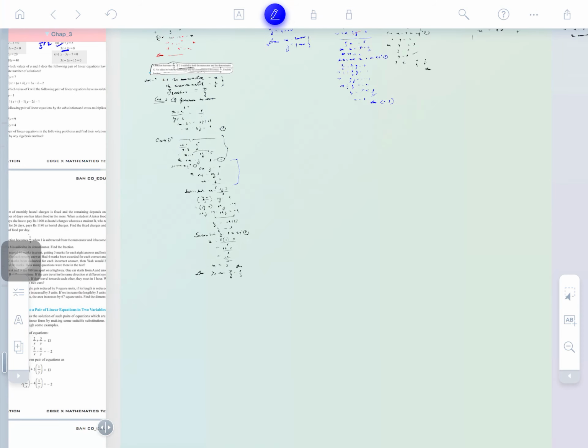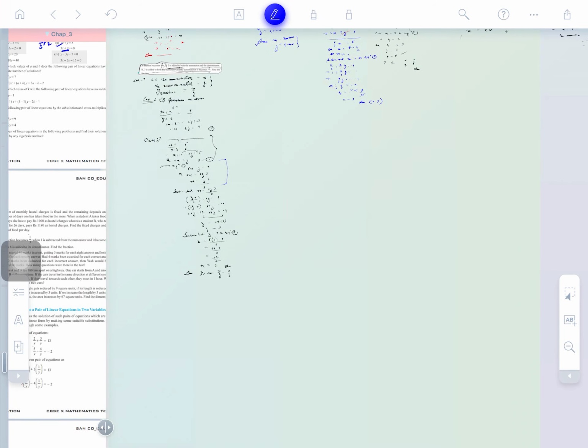Okay guys, well understood? So this is the method of solving this question I am telling you. Clear? You just have to see here this cross product method.